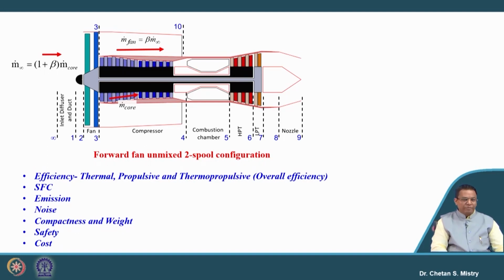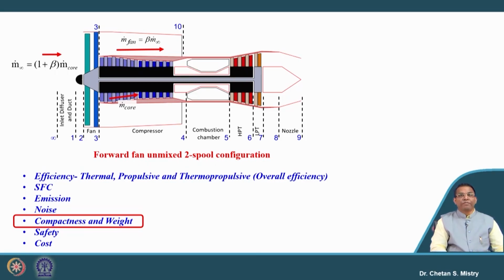Now, let us look at one configuration where we are looking for compactness and weight. When we incorporate different kinds of configuration, one of the criteria is weight. Again, just look at this engine. Can you find any possibility to reduce the weight of this engine?